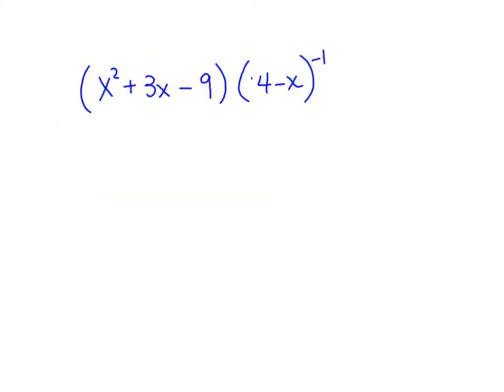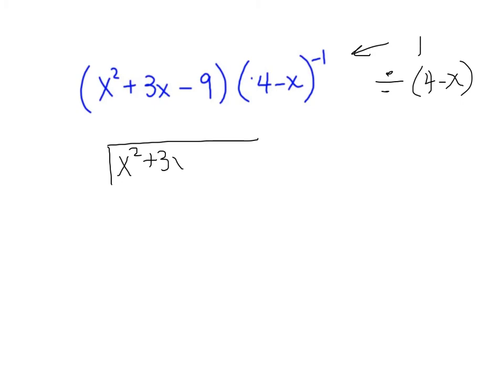Okay, let's try this one more time. Once again, this divisor is written as a negative exponent. It means that we are going to divide by 4 minus x. Okay, and so we're going to divide this. So let's look at it with long division. x squared plus 3x minus 9. And I'm going to rewrite it so that it's negative x plus 4.